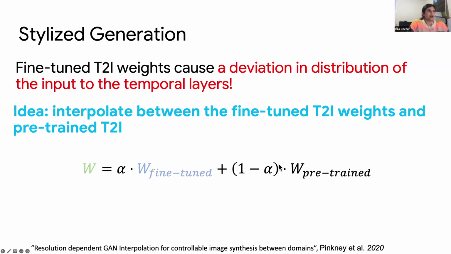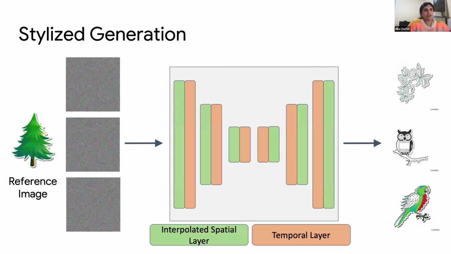So we grid search this hyperparameter alpha, where alpha is going to weight how much information we're going to take from the fine-tuned text-to-image model and how much information we're going to preserve from the original text-to-image model. And what we saw by doing just that is that we were able to bring those layers closer to the distribution that the orange layers know.